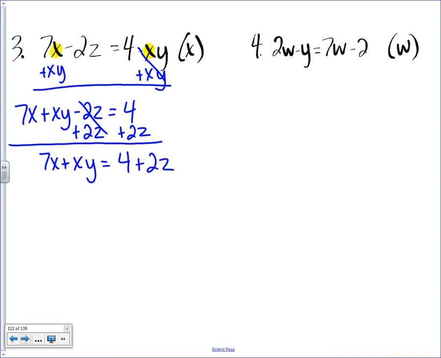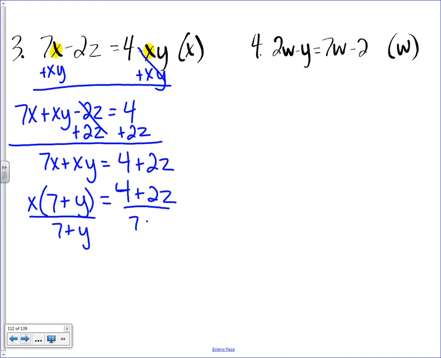Now here's where I'm going to do that distributive property backwards again. Both of the terms on the left have an x, so I'm going to pull the x out. And when I do that, I have 7 plus y left. Now that 7 plus y is being multiplied by the x, so I'm going to divide by it. And I get x is equal to 4 plus 2z all over 7 plus y.